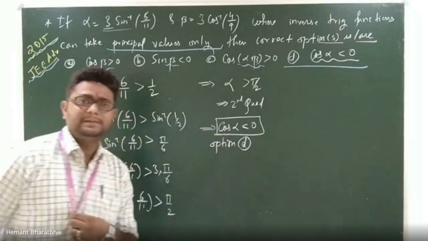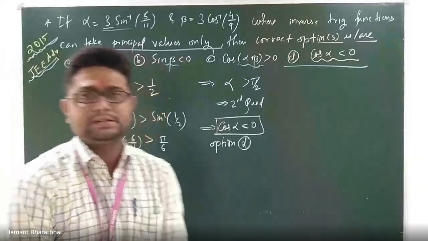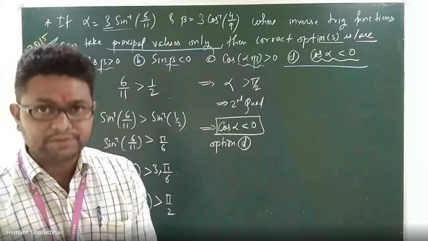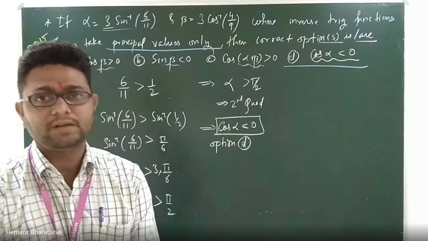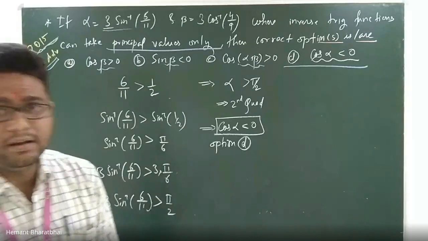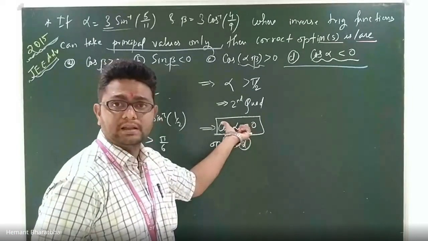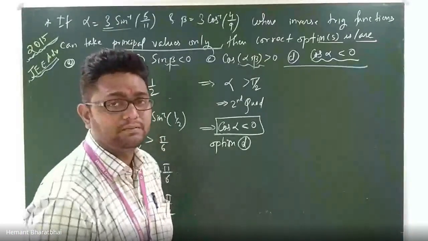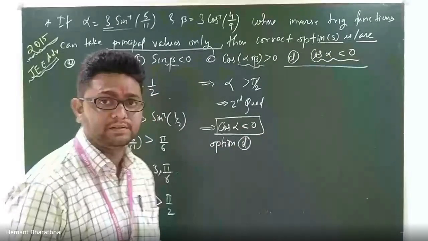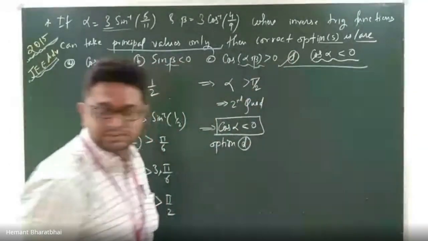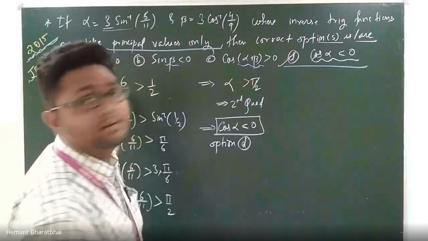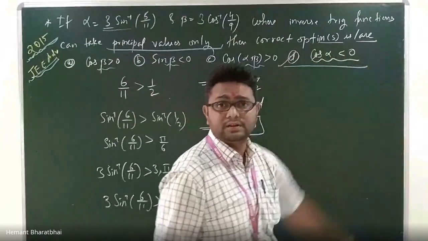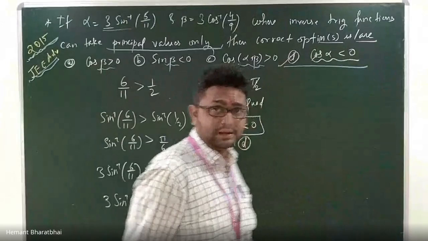Till here it's clear. What I've got is the value of alpha is greater than pi by 2, which means it is lying in the second quadrant. In second quadrant our cos is negative, and therefore the value of cos alpha will be less than 0. So we get answer as option number D. Now we have to verify for beta also. We can get multiple options over here because it is advanced numerical, and here it is mentioned also 'is' or 'R'. So let's check for beta.